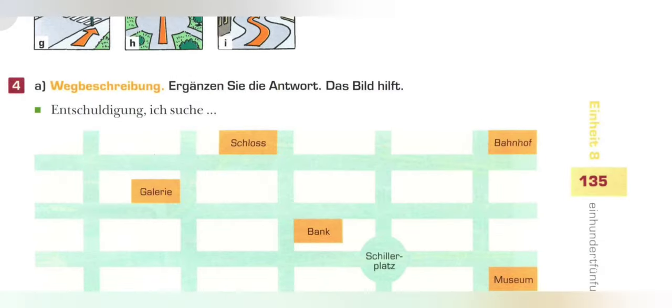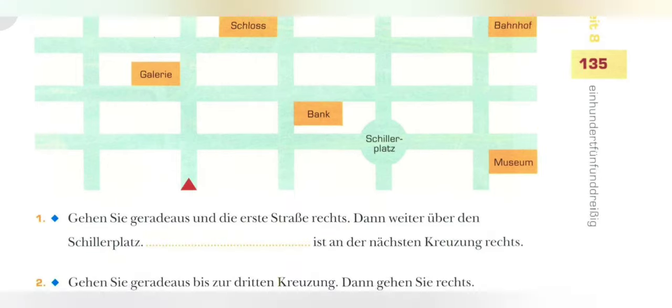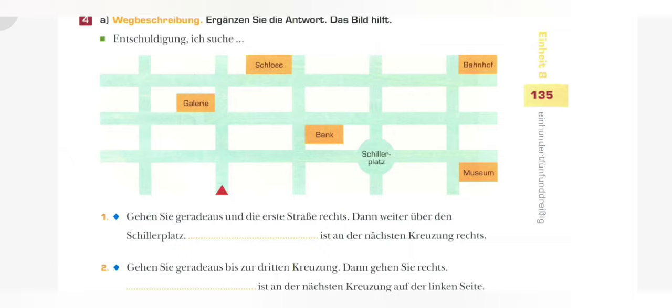Next is Wegbeschreibung. Ergänzen Sie die Antworten, das Bild hilft. Entschuldigung, ich suche. So here you have to describe it according to the map. You have to write Entschuldigung. You have to fill in the dialogue according to the picture. Entschuldigung, ich suche. And then gehen Sie geradeaus und die erste Straße rechts, dann weiter über den Schillerplatz. Das Museum ist an der nächsten Kreuzung rechts. So first come first. Schillerplatz. Okay, you even have to make the marks.